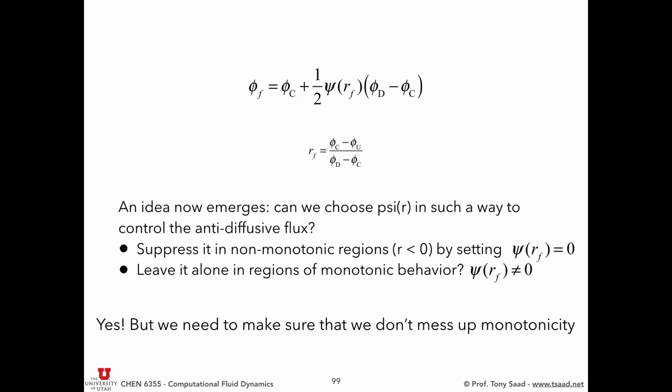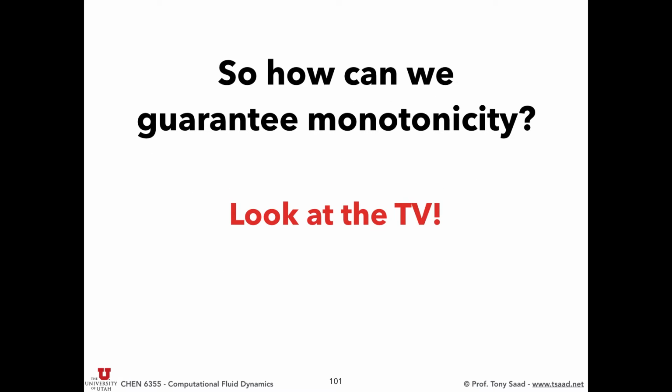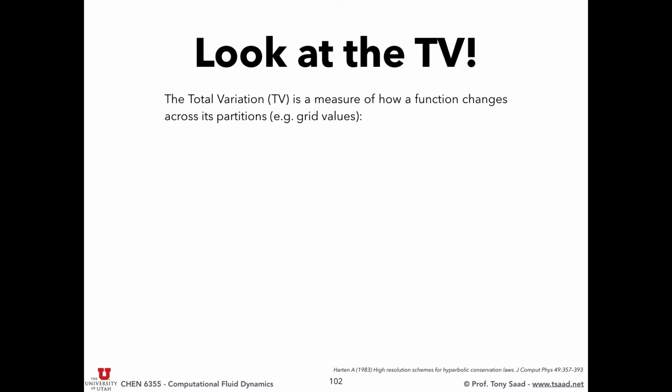But first, we want to make sure we choose psi in such a way that we do not mess with monotonicity. You can't just arbitrarily assign values to psi, right? So we have to follow some guideline. And one can ask the question, how can we make sure that we choose psi in a way to preserve monotonicity? Are you all on board with me now? Okay. Well, all you have to do is look at the TV. Okay, and this is the TV. So what's the TV?